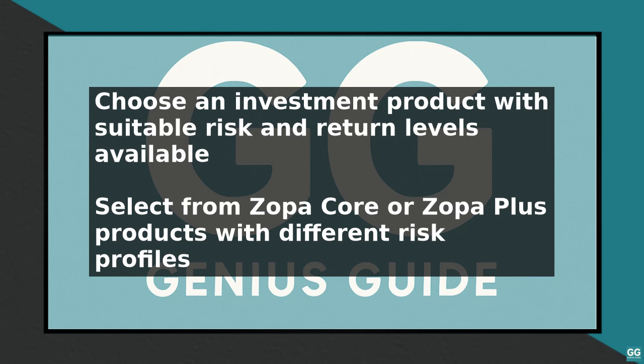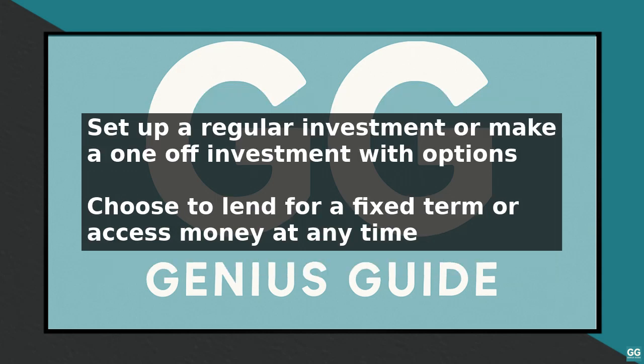The Zopa Core product is a lower risk option that lends to a diversified portfolio of borrowers, while the Zopa Plus product offers higher returns but comes with higher risk. After selecting your product, you can set up a regular investment or make a one-off investment. You can also choose to lend for a fixed term or access your money at any time.